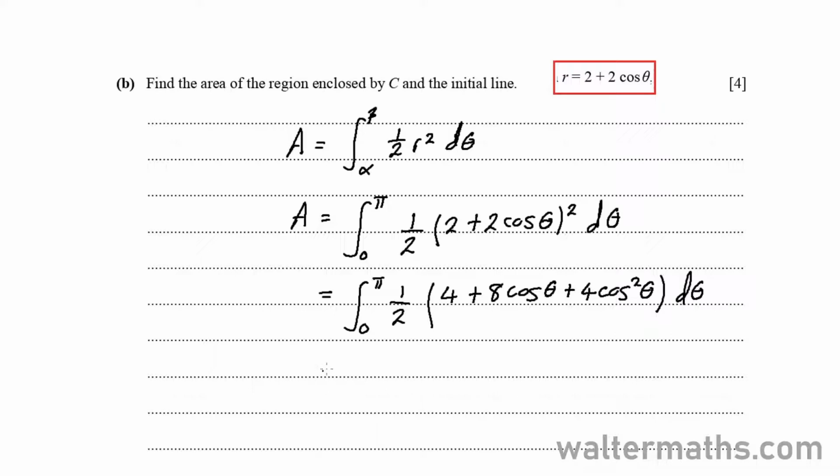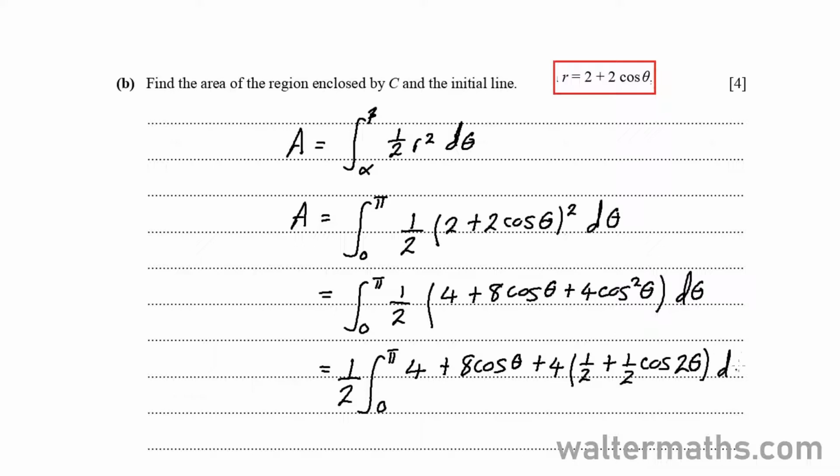So we continue simplifying. We can take the half outside, so that's 1 over 2 of the integral from 0 to pi of 4 plus 8 cos theta, plus 4 cos squared theta, and for cos squared theta we can use this identity to take that to be a half plus a half cos 2 theta, with respect to theta.